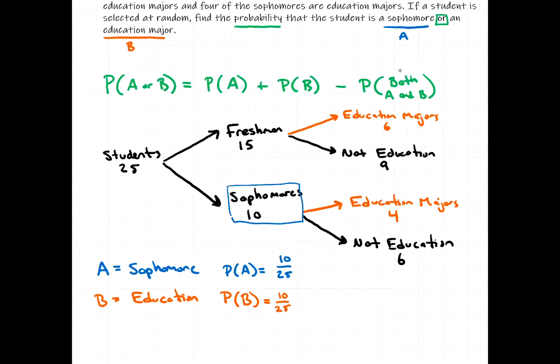But then, what about this guy here? The probability that someone is both a sophomore and an education major. And so it looks like that's these 4 students down here. They were sophomores and education majors. So the probability of being both A and B looks like it is 4 out of 25.